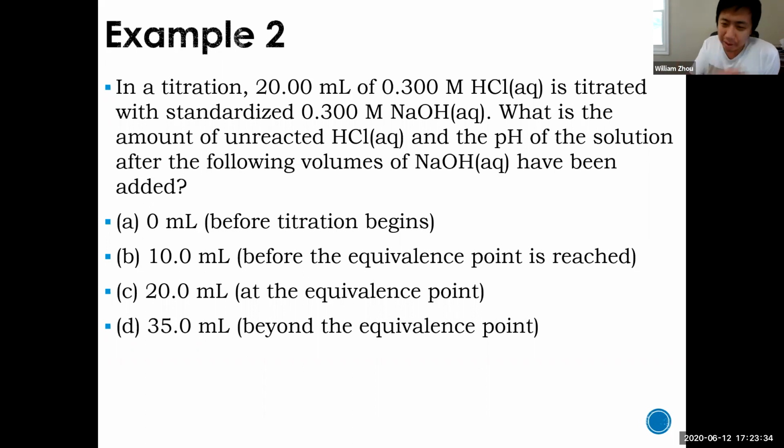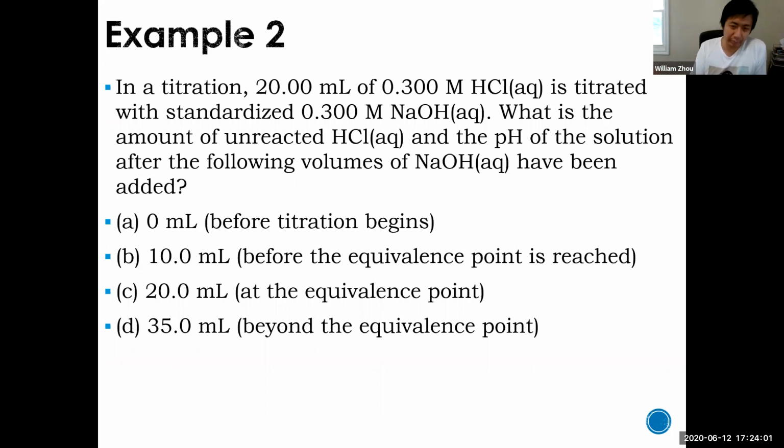A, 0. You didn't add any sodium hydroxide. What is the pH? B, 10 milliliters. You didn't reach the equivalence point. You only added 10. What is the pH? And third, C, you added 20, which was enough to reach the equivalence point. So at the equivalence point with 20 milliliters of sodium hydroxide, what is the pH? And finally, whoops, I added too much. I added 35 milliliters, beyond the equivalence point.